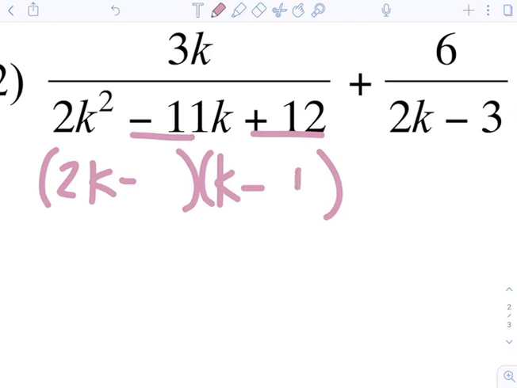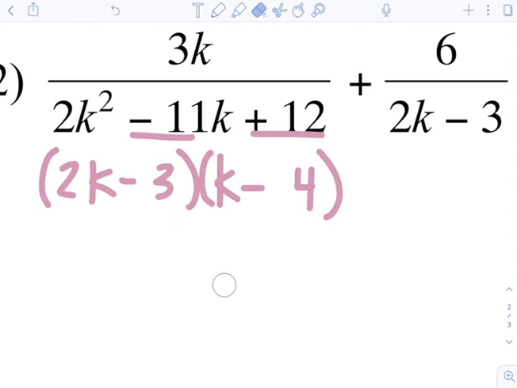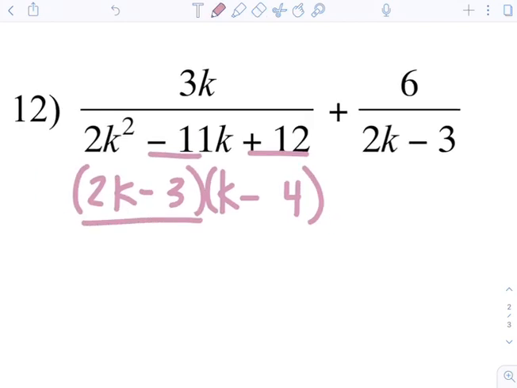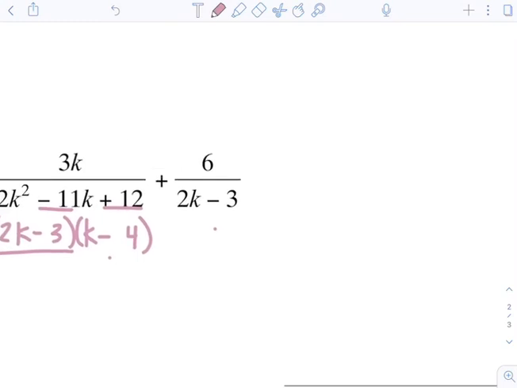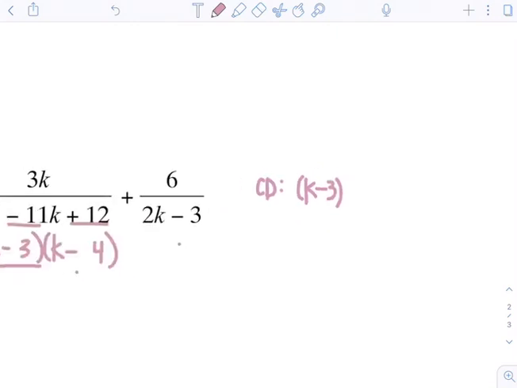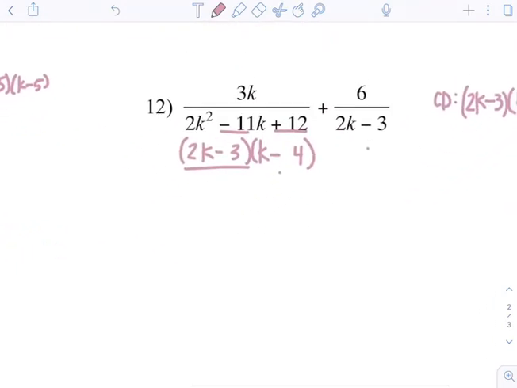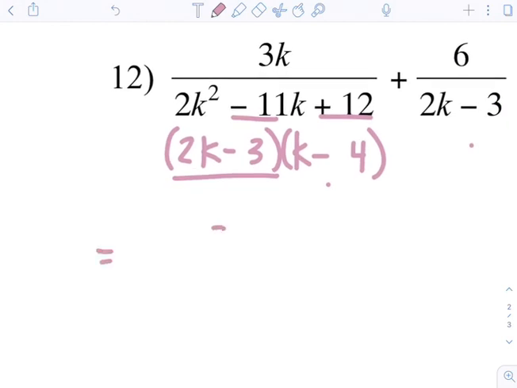I could do 3 and 4, but the 4 has to go here and the 3 has to go here because 4 has a GCF with 2. And now let's check. Negative 8, negative 3, that adds to be negative 11k, which is my middle term, so I factored that correctly. Okay, notice that they both have 2k minus 3, but what does this one have that this one doesn't? Well, the k minus 4. So my common denominator is 2k minus 3 and k minus 4. So my first fraction already has what it needs, so I don't need to multiply by anything. I'm just going to keep that as is.